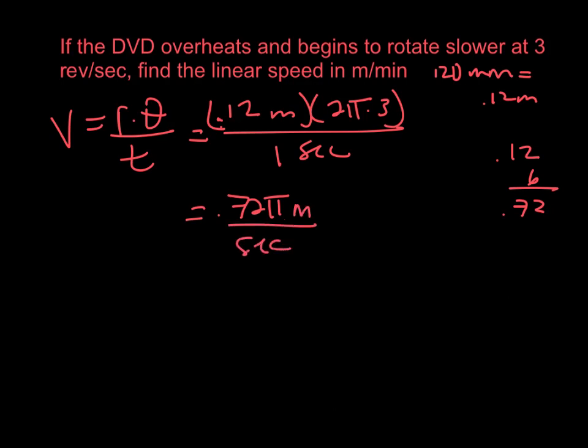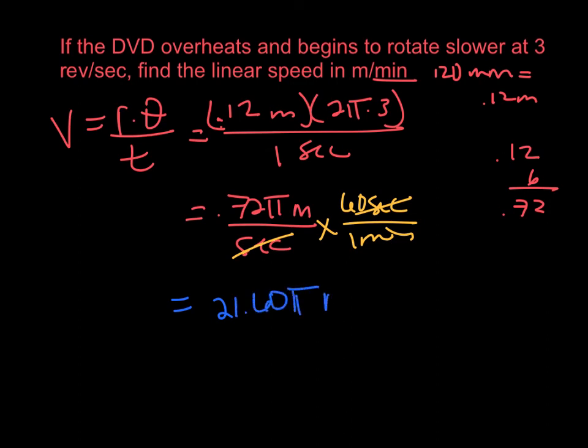But I want it in meters per minute, so I need to multiply by 60 seconds in 1 minute. That way my seconds cancel out, and that's going to give me 43.2 pi meters per minute. Now if you multiplied out the 43.2 times the pi, that would be fine too. If you leave it in the pi, that's also fine.